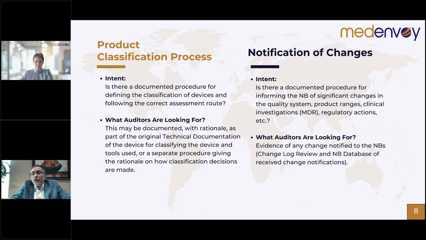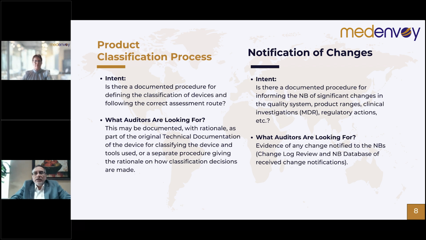Then we look at the product classification process. So again, it's a process. We are looking at, do you have a procedure in place? Do you have any indication, any defined stepwise approach on how to assess product classification in accordance with MDR? There is a very detailed version of classification rules defined in Annex 8 of the MDR. So the auditors are looking in your procedures at how you are managing the classification process.